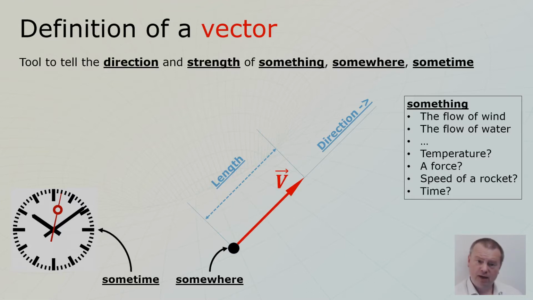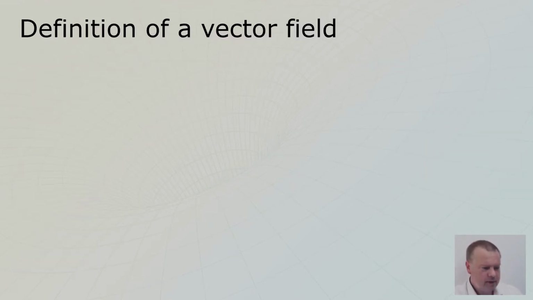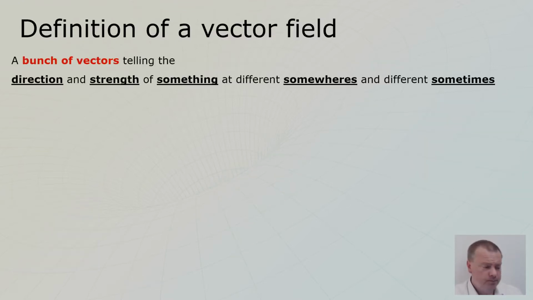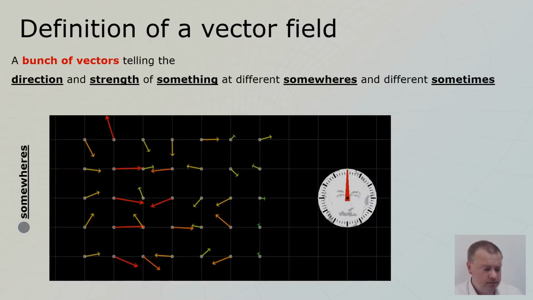Time. Is time a vector? I think it's commonly known that it's a scalar, but who knows, you know? So this is what a vector is, yeah? So it's easy. What is a vector field? Well, a vector field is nothing else than a bunch of vectors. Direction, strength, something of somewheres, sometimes.